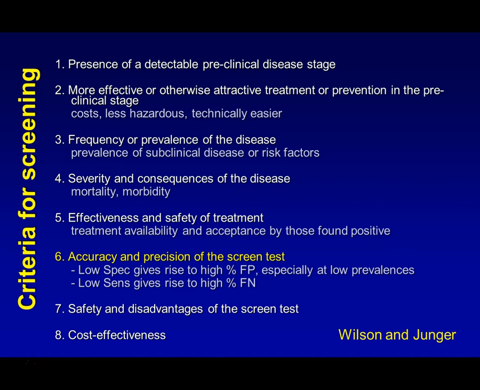Also, there should be a high accuracy and precision of the screening test, because we have seen that a low specificity gives rise to a high percentage of false positives, especially at low prevalences. On the other hand, a low sensitivity gives rise to high percentages of false negatives. The screening test should be safe, with no or few disadvantages, and it should be cost effective.